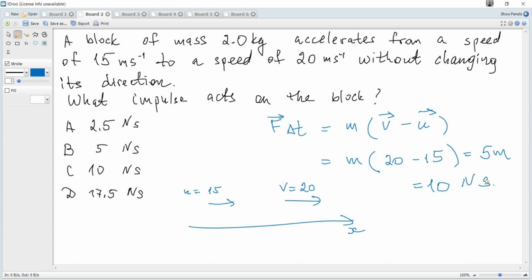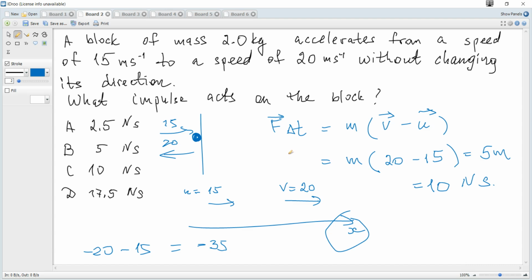Newton seconds. And if it changes direction, so if initial is to the right and the final is to the left, and x is to the right, for example when a ball is moving toward the wall, so it's 15, 20, it becomes negative 20 minus 15, and by magnitude it becomes 35, not 5.